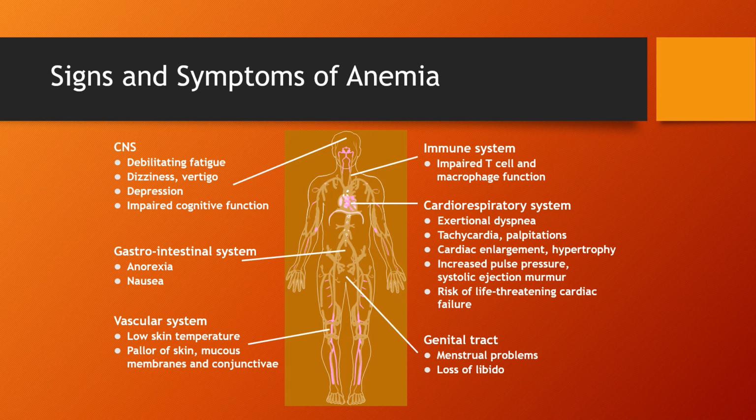Your GI system might be off as there's not enough oxygen to the GI system. You may have some low skin temperature. Your skin may become more white as the blood tries to be conserved towards more of the essential organs and less towards the extremities. Immune system impairments, some cardiorespiratory system issues, as well as some genital issues.